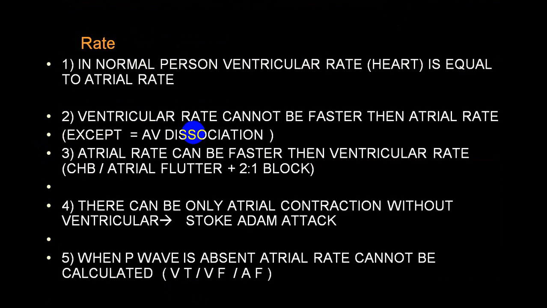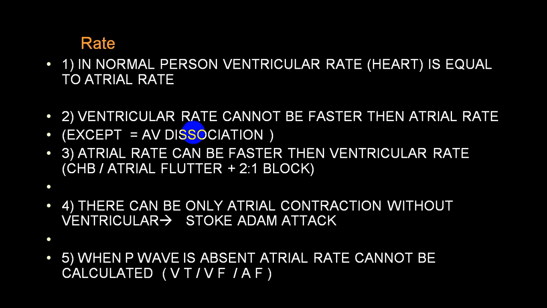Now we are talking about the theoretical part. In any normal person, ventricular rate is always equal to atrial rate. I have already given an explanation: the SA node will stimulate the atrium, that impulse will pass through the AV node and will stimulate the ventricle. So the P wave is followed by a QRS complex. The number of P waves and the number of QRS complexes are the same, hence the rate will be the same.